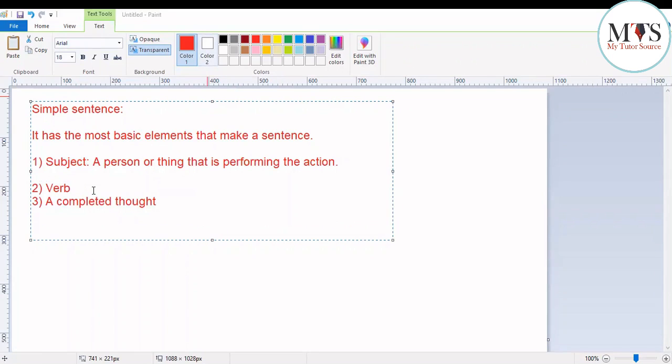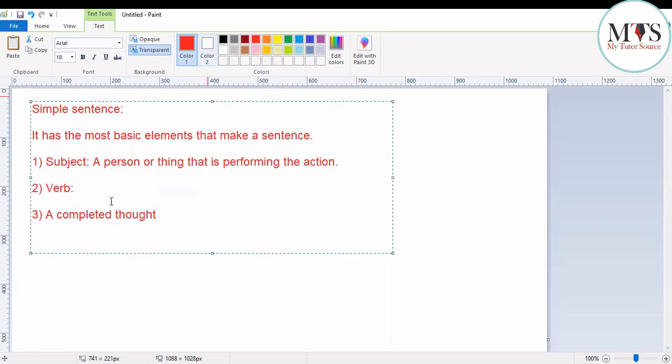What is a verb? Verb is an action in a sentence. Very good. Yes, that's right.